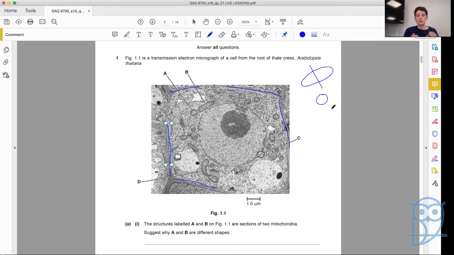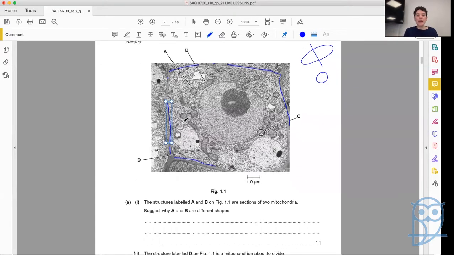When specimens are being prepared for electron micrographs, so we're preparing the specimen to go into the electron microscope, then we're cutting very, very thin slices through the cell. That is why, when we're cutting through the cell, the mitochondria are all over the place, and different mitochondria can be cut in different directions within one section. So here we can say the reason why A and B are different shapes is that the sections that were taken of the mitochondria are in different orientations.